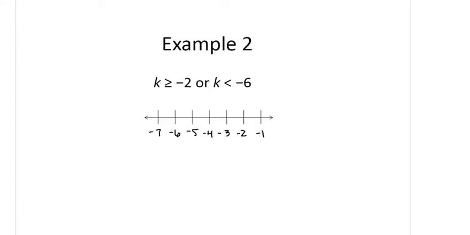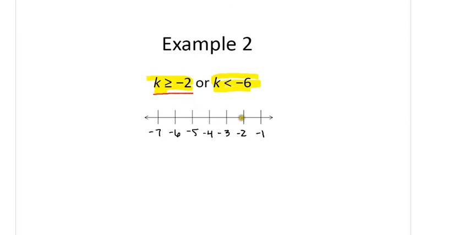So here, I have to really think about what this inequality is saying. It's saying I've got two inequalities. K is greater than or equal to -2. Here's my first inequality. Or K is less than -6. So the value for K could be greater than or equal to -2. And so I'm going to go ahead and graph that. Let's say I'm going to graph that one with a red pen. So here we go, any number that is greater than or equal to -2.